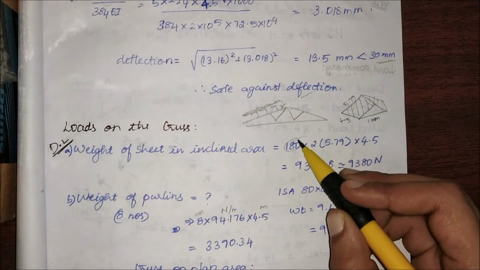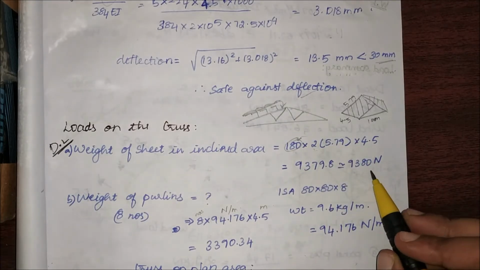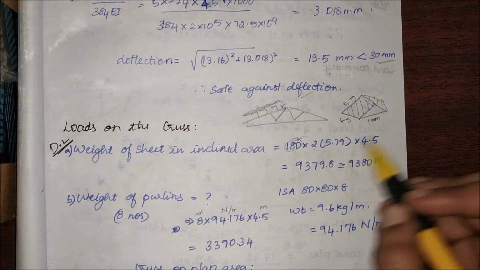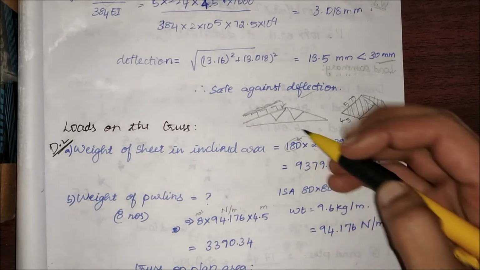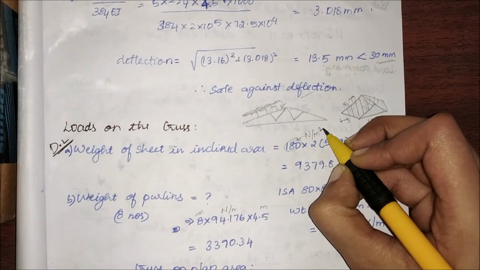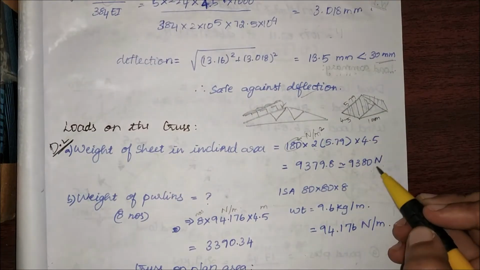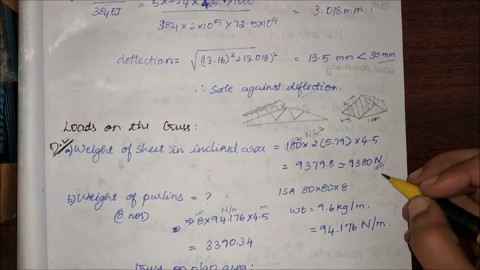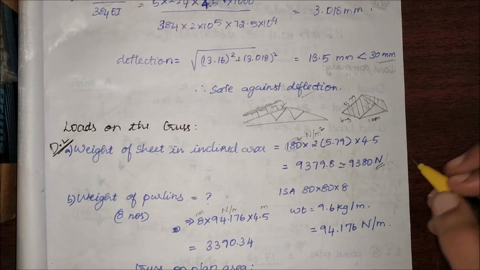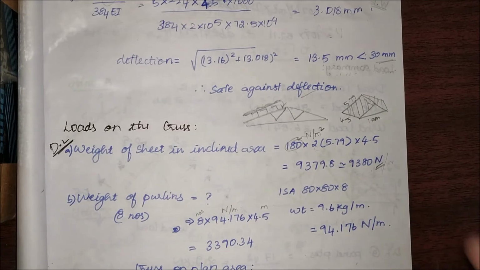On multiplying it with the self weight, I will get my answer in Newton, because here I am multiplying the area. This is in Newton per meter square. Since I am multiplying the area, I will get it in Newton. For the purlin calculation, we found it for Newton per meter. Here we will find it for Newton only.